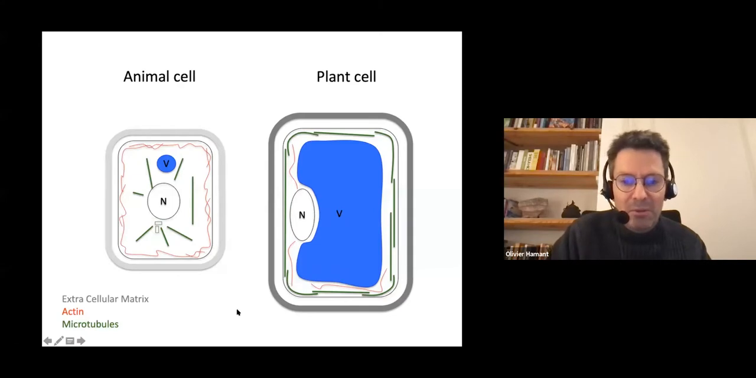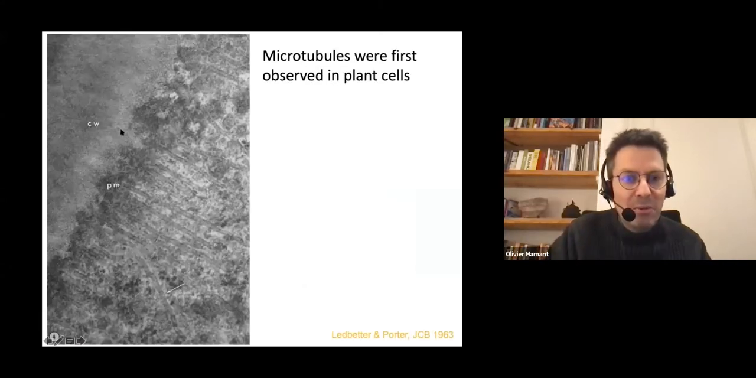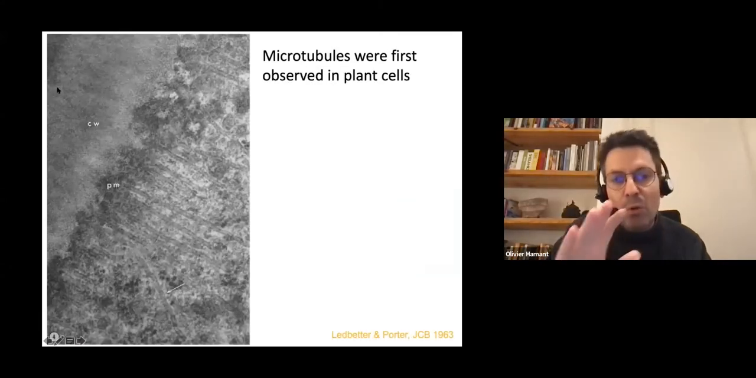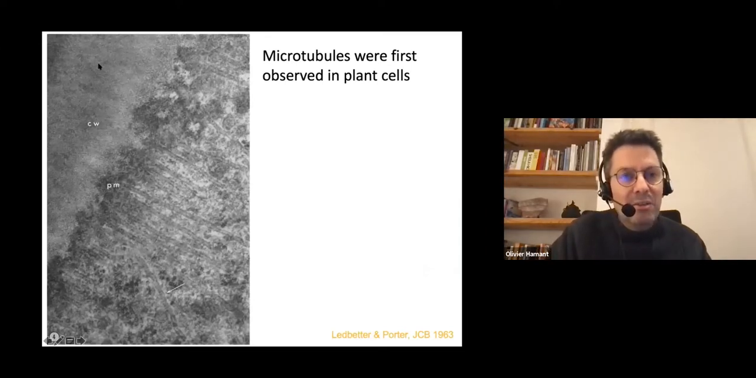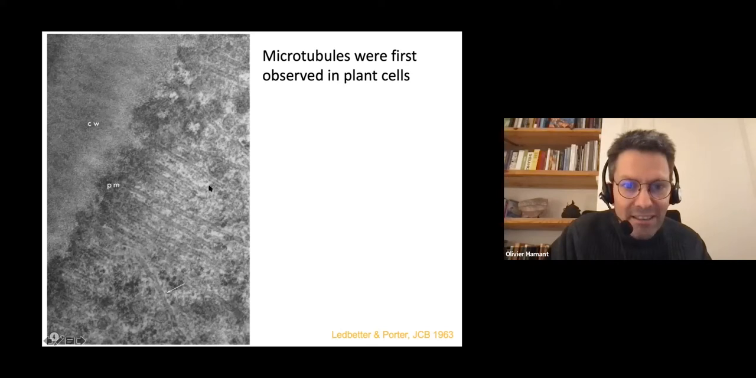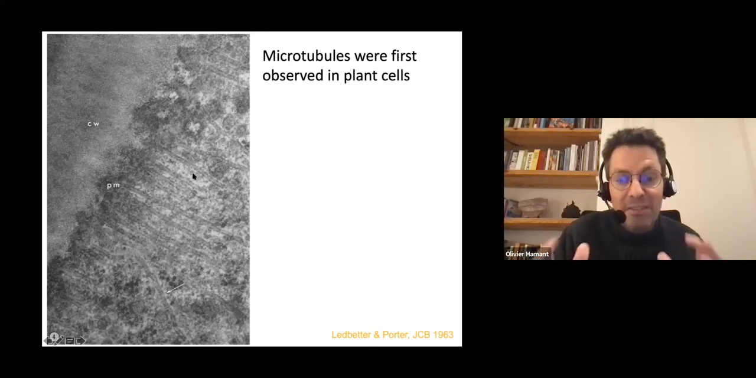And so for years, studies have shown this, right? So if you look here, this is an oblique section in a plant cell. So you see here, this is the cell wall, the gray stuff. The plasma membrane is the black line here, sort of. And you see right below the plasma membrane, you see these lines here. So these lines actually are tubes and these are microtubules. And actually, this is the very first image of microtubules. The very first image of microtubules was in plant cells, just because those cells are full of microtubules right below the plasma membrane, so it's very easy to see them.